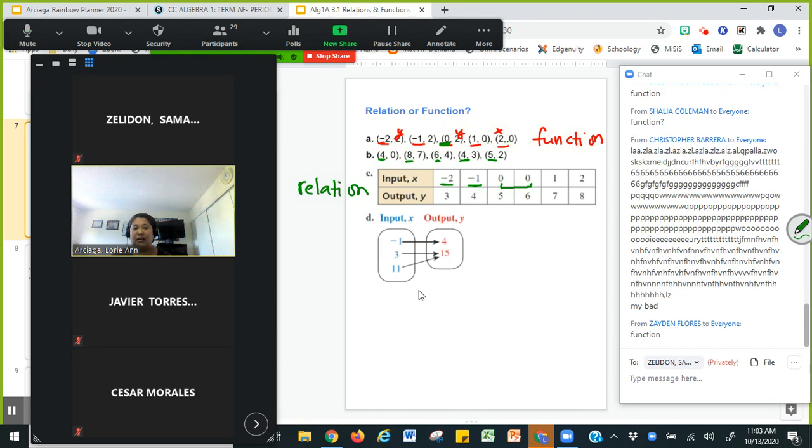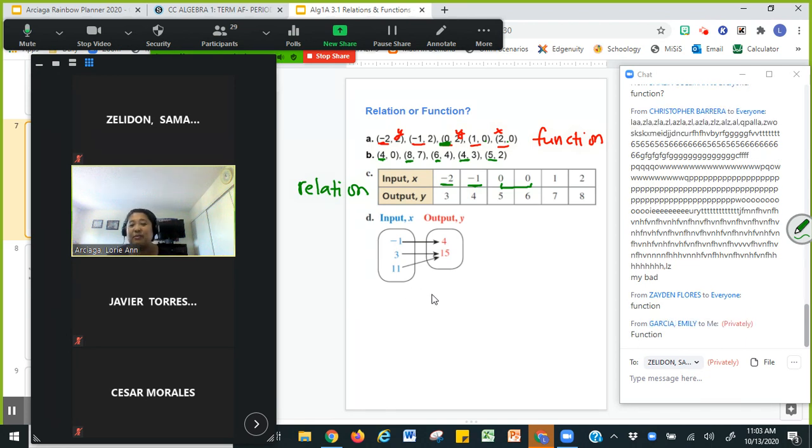Letter D. Function, according to Zayden. Yes, that's correct. And Emily said function as well. Because you have -1, 3, 11, right? Very good. And this is many to one. So many numbers to just one output. Very good, Zayden and Emily.